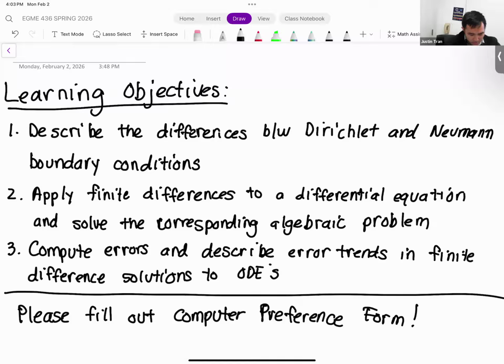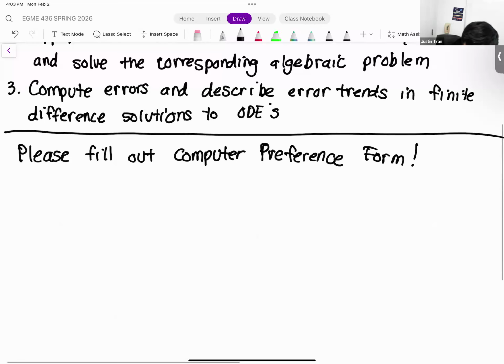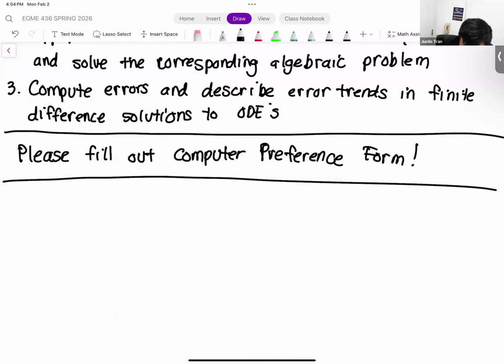Okay, so let's go ahead and get started. We're in the middle of doing 1D diffusion with finite differences.